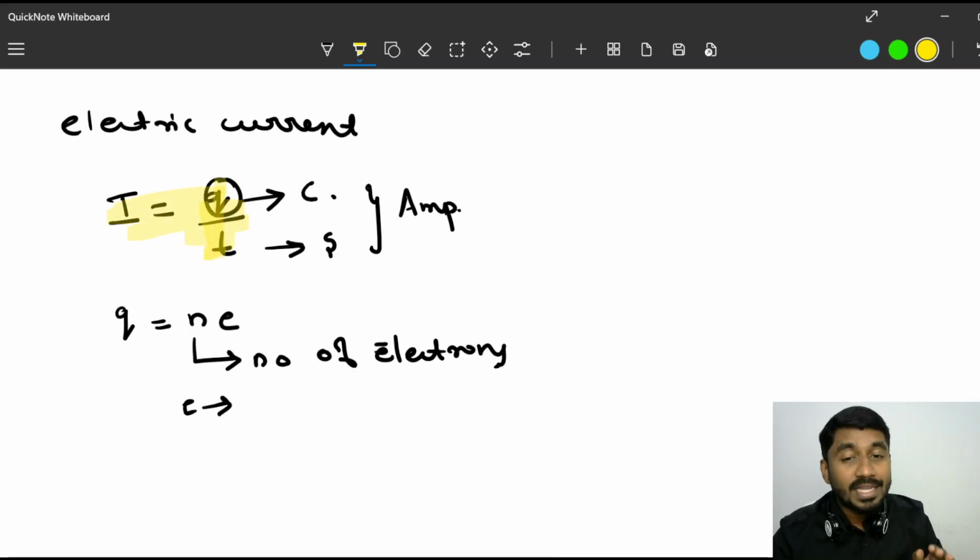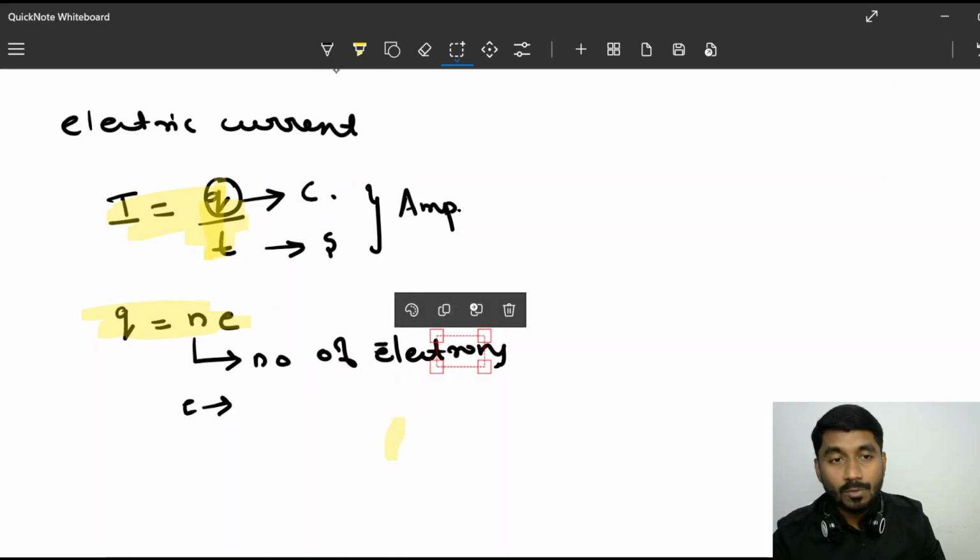These are very important things. I is equal to Q by T. Note down these two equations. Then Q is equal to N into E. Then let's move on.